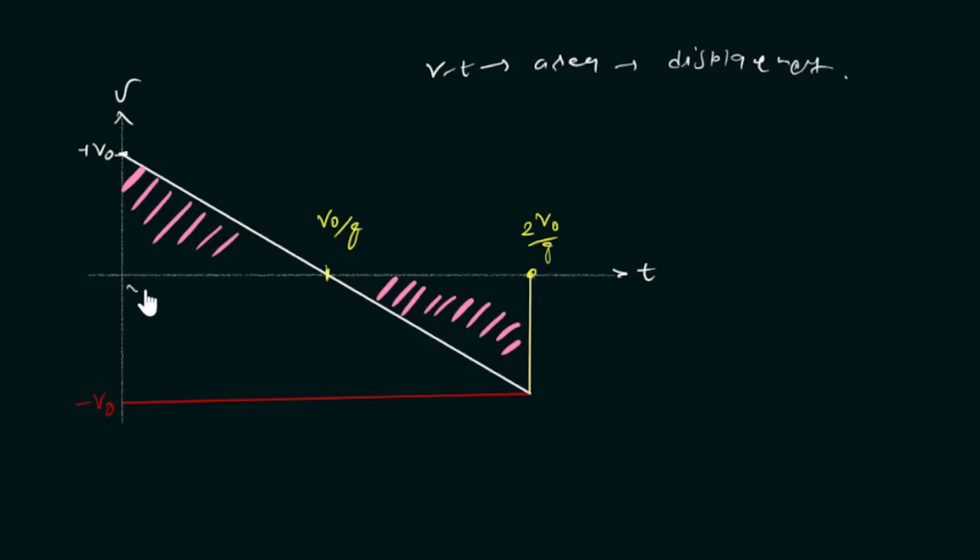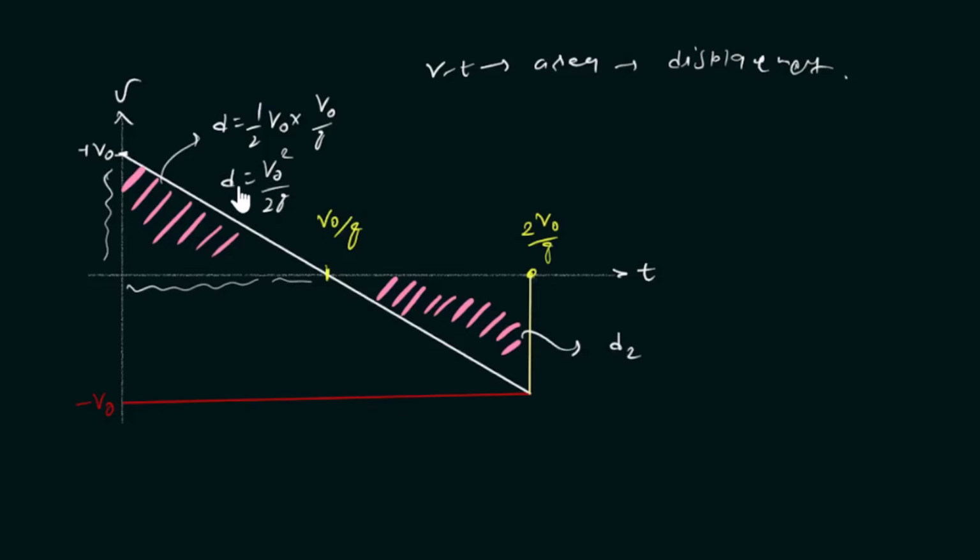Here we have the base and the height. The area under this curve is the distance. Here the height is v naught, so half v naught into base is going to be v naught square by 2g. So the distance is basically v naught square by 2g, and here you can name it d1, and this one d2, which is minus v naught square by 2g. So you can add d1 and d2, and the total displacement is always going to be 0.